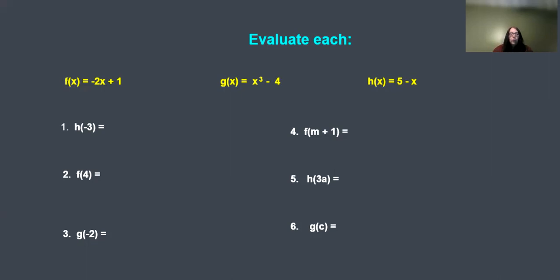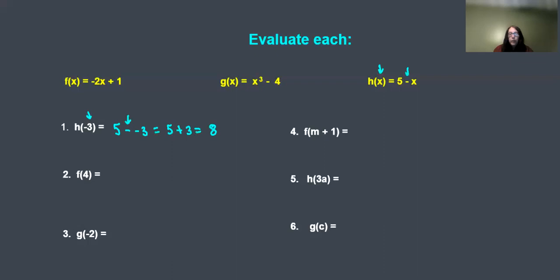In the first one here, h of -3, they're telling you to replace x with -3. So when I go over to the h of x function, wherever I see an x, I'm going to put -3. So I have 5 minus x, which is -3. And that double negative makes a plus. 5 plus 3 is 8. Watch that minus right here.